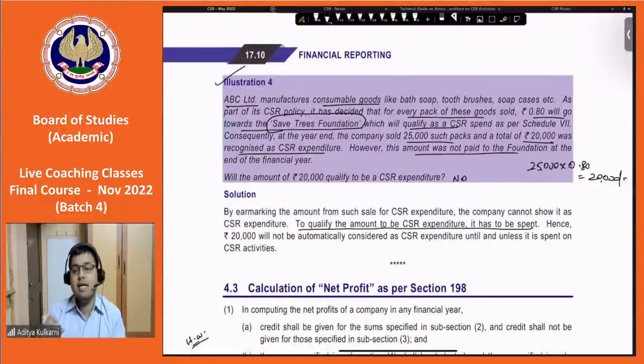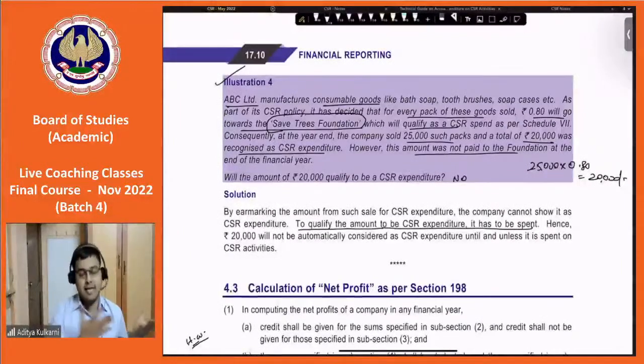However, you have only earmarked. You have set the amount aside, but you have not paid. And therefore, you cannot take it as a CSR expenditure. It's not paid to the foundation. It is otherwise a CSR expenditure if you had to pay it. But because you have not spent, it will not be a CSR expenditure. When will it be a CSR expenditure? Either you have actually paid for it or you have an obligation to pay.